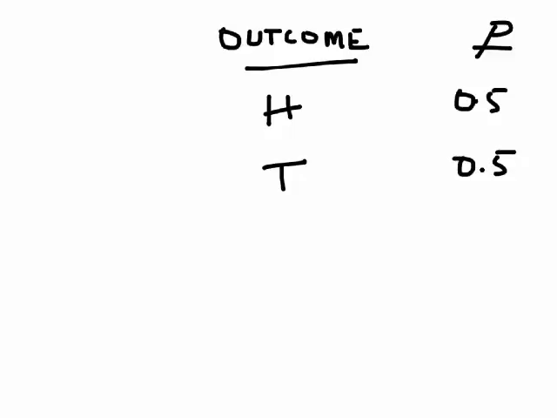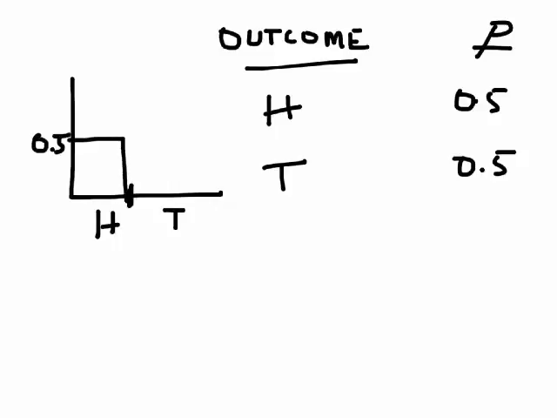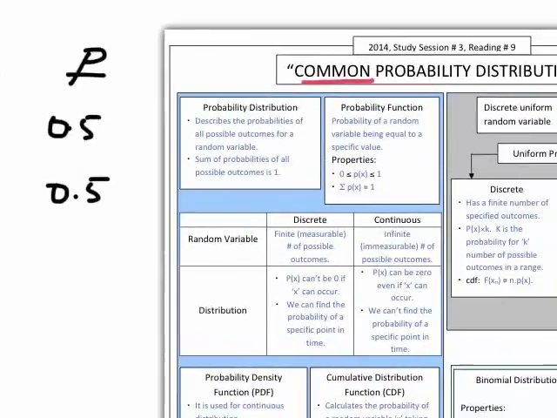Now I can also present it in a graph. I can draw a figure. I can say outcome head, outcome tail. So there are two outcomes, and the probability is 0.5 for both. So these are the ways we present a probability distribution, either in a table or in the shape of a graph.